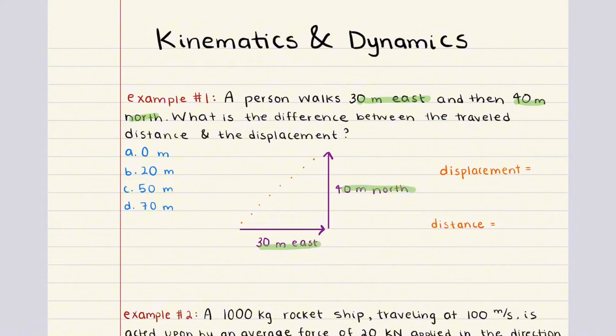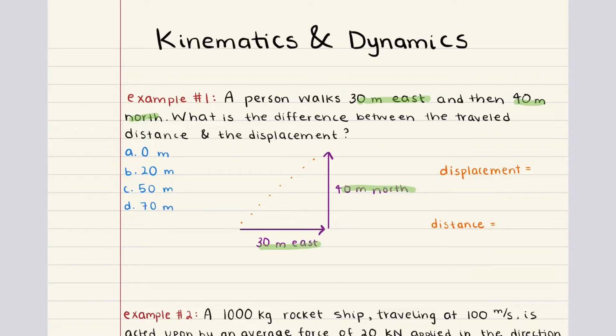Now, to solve this problem, we need to carefully distinguish between the concepts of distance traveled and displacement, and then determine the difference between the two. Distance traveled is going to be the total length of the path that the person walks. So in this case, the person walks 30 meters east and then 40 meters north.